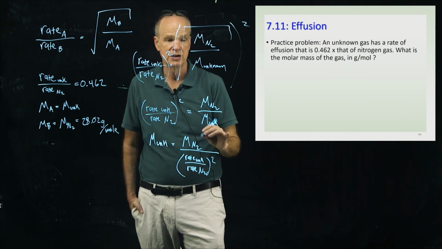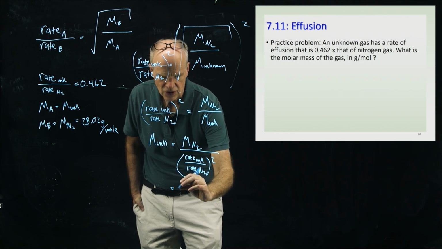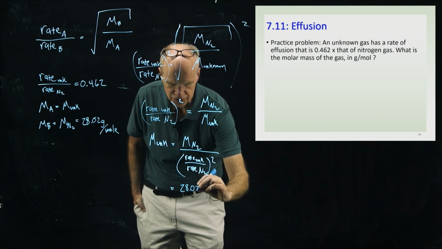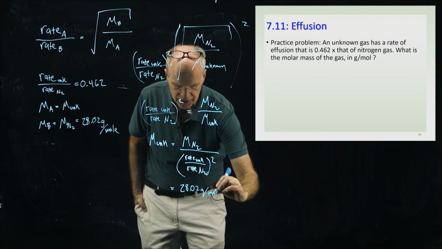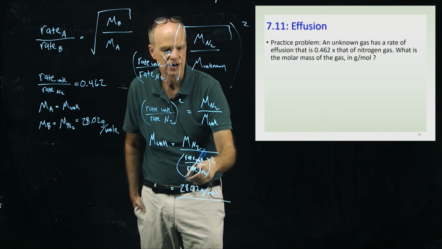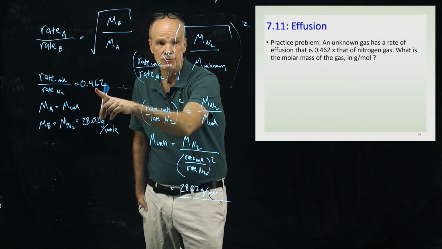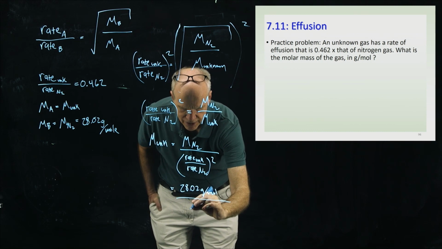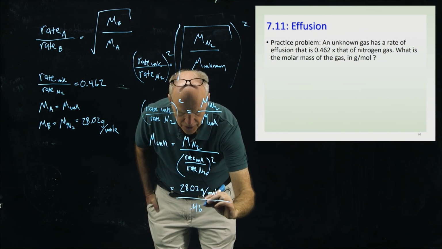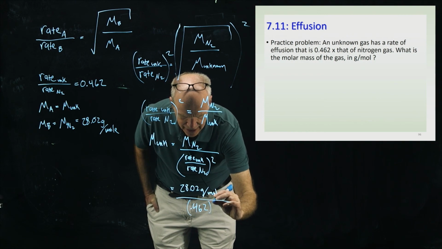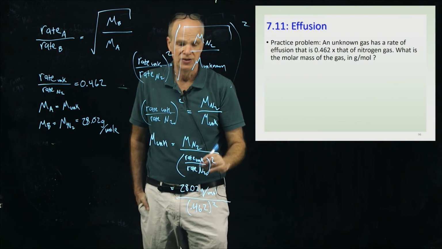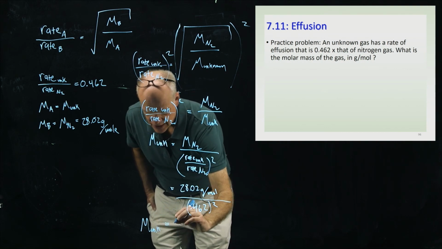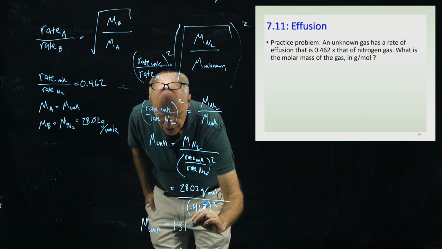And so we can put in some numbers here. The molar mass of nitrogen gas is going to be 28.02 grams per mole. You divide that by the relative rate of the unknown gas compared to N2, which is squared, so it's going to be 0.462, but you have to remember to square that. And as I recall, if you went ahead and did this math, what you would find for the molar mass of the unknown gas is about 131 grams per mole.